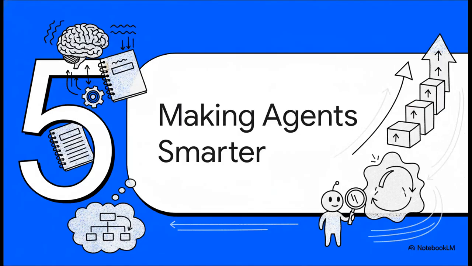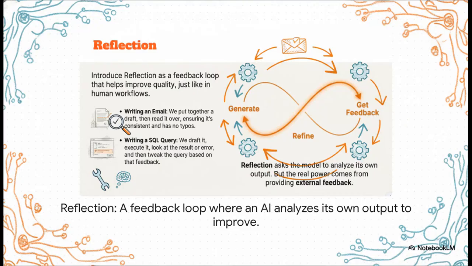Okay, so we have memory, and we have planning. What's the final ingredient? What's the thing that separates a good agent from a truly great one? It's the ability to improve itself. And this is done through a process we call reflection. You know, it's a concept we use all the time. It's like when you reread an email to check for typos right before you hit send. Reflection asks the AI to analyze its own output, get some feedback on it, and then refine it. It's this incredibly powerful feedback loop that lets the agent improve its own quality without needing a human to constantly step in.